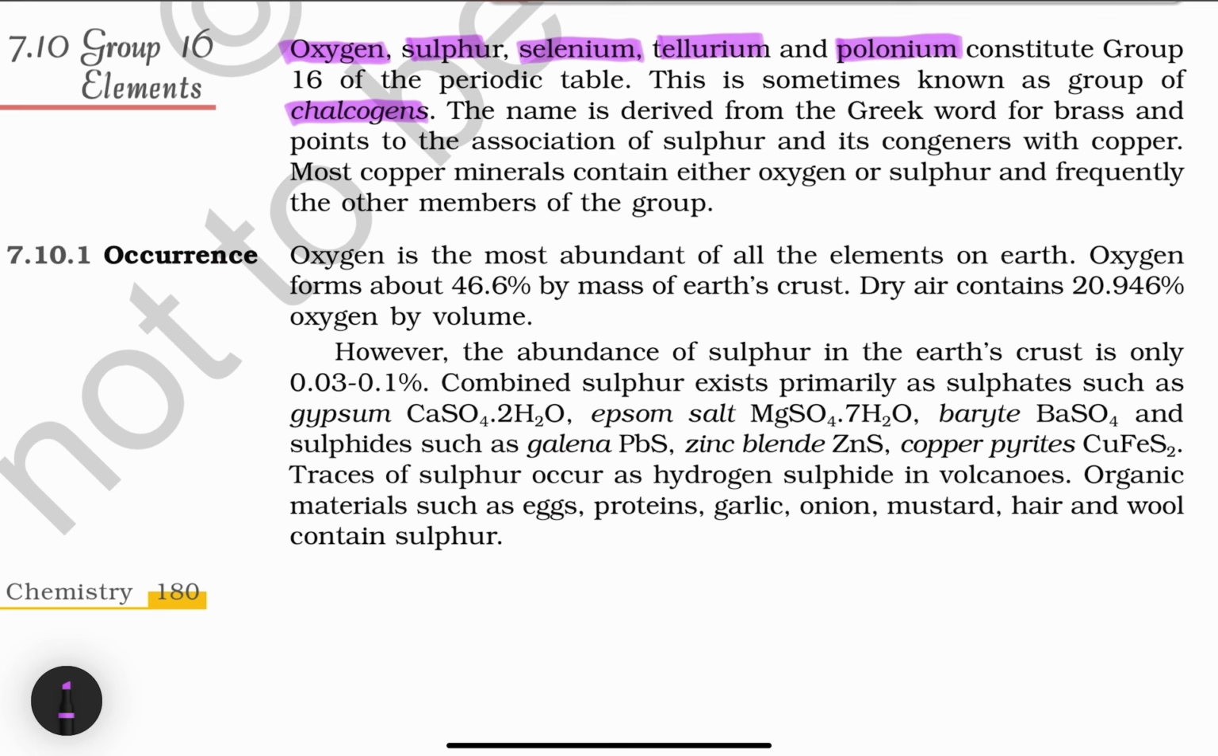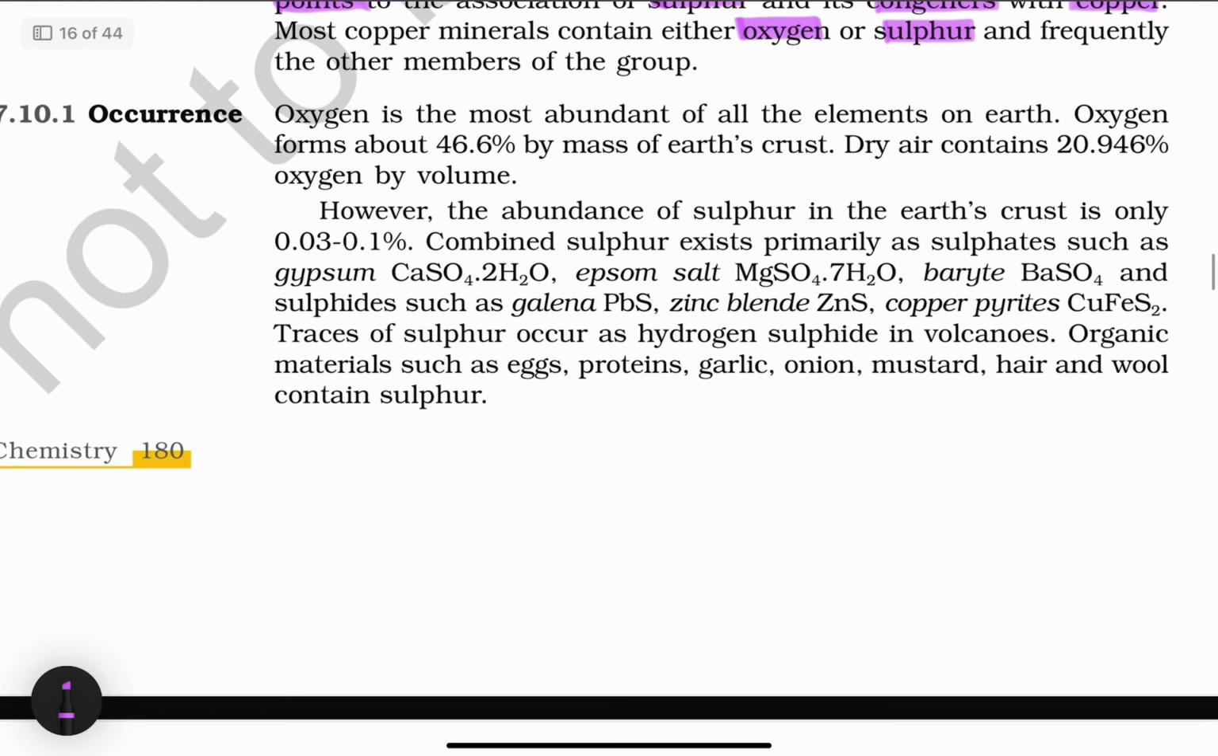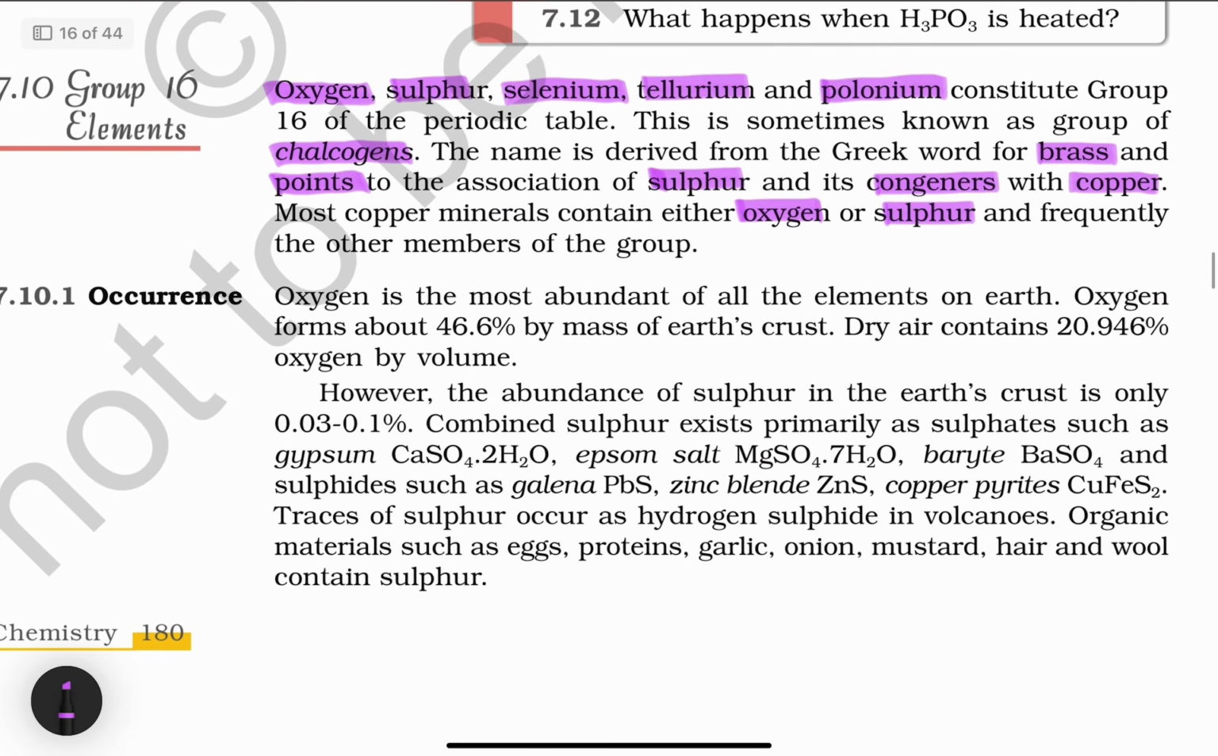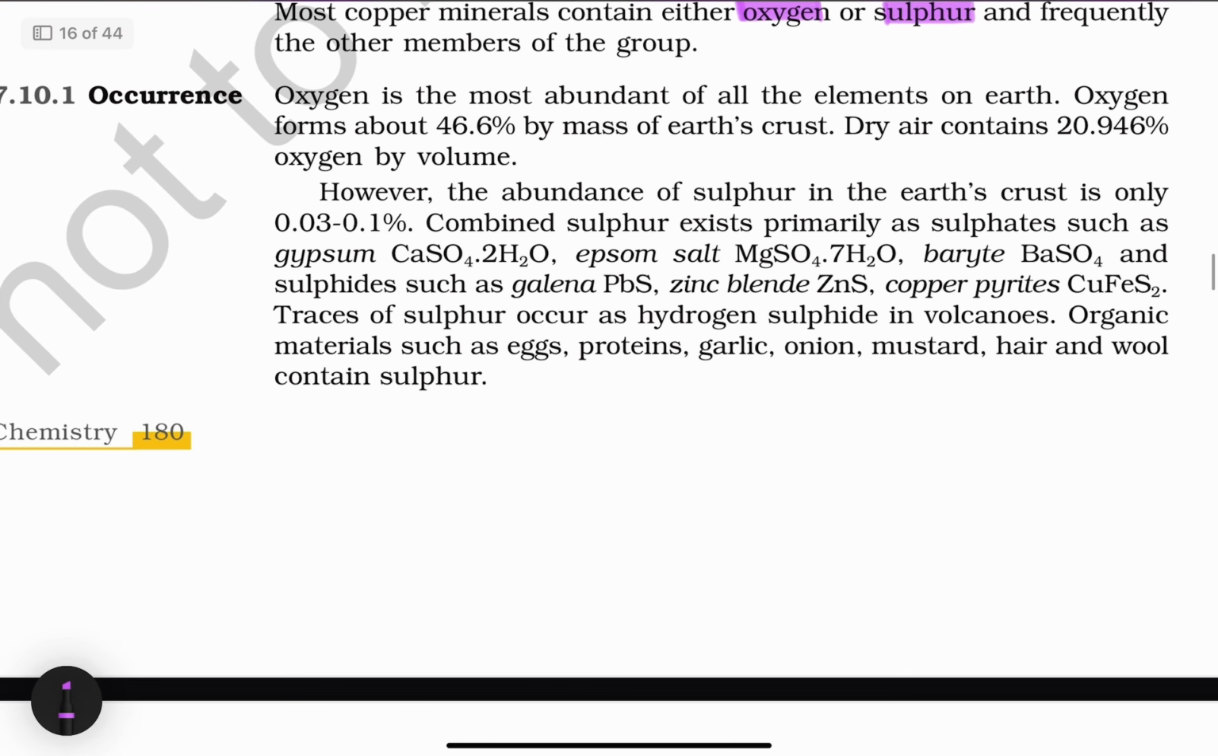The name is derived from the Greek word for brass and points to the association of sulfur and its congeners with copper. Most copper minerals contain either oxygen or sulfur. Frequently the other members of the group, that is not important. So two lines: chalcogens and the names of the elements, that's all.